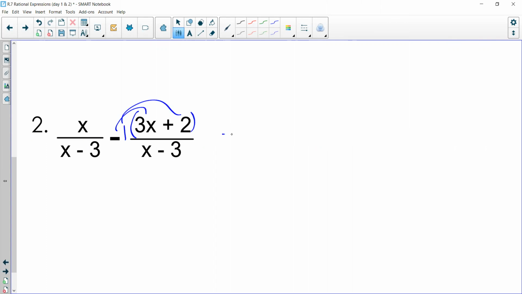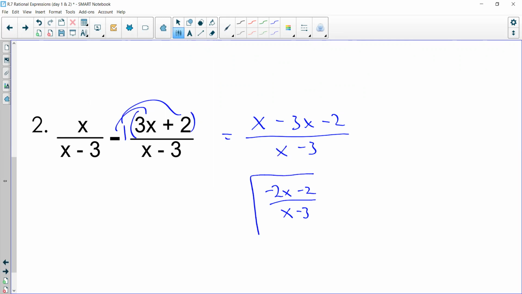To write the top, I would say it's actually x minus 3x minus 2, and then that's all over x minus 3, our common denominator. However, x minus 3x is -2x, so -2x minus 2 on top over x minus 3 on the bottom is how we would leave this one.